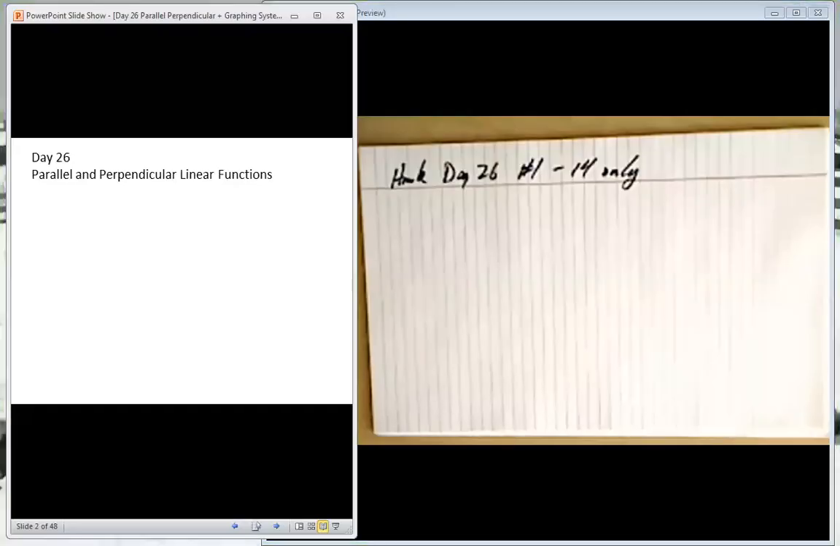For this part, we're taking a look at something called parallel and perpendicular lines. Ahead of time, does anyone know what parallel means? Not by the word itself though. Yeah, exactly. Perpendicular, anyone? Yeah.